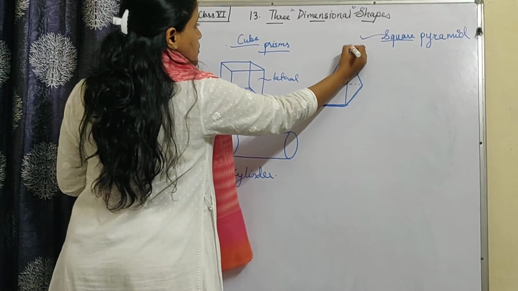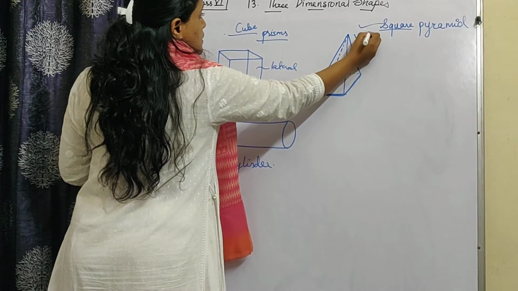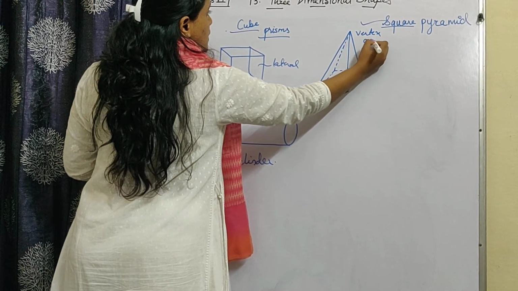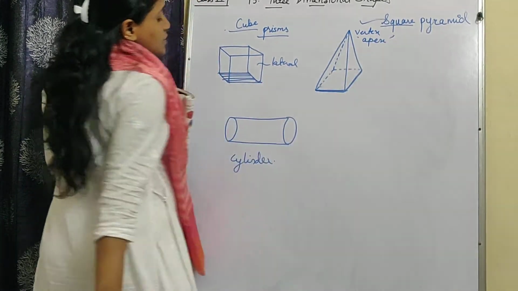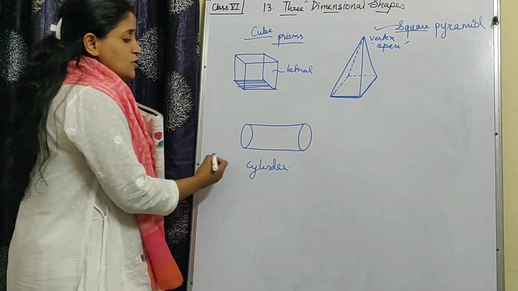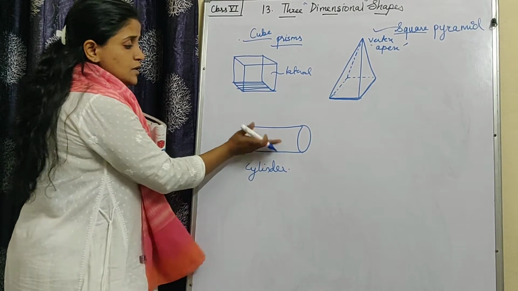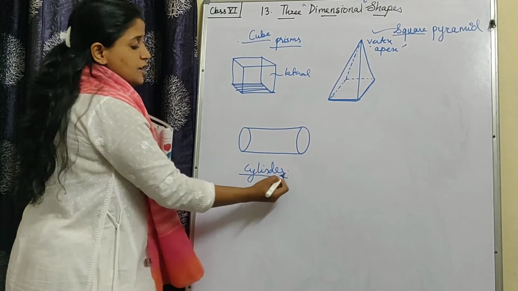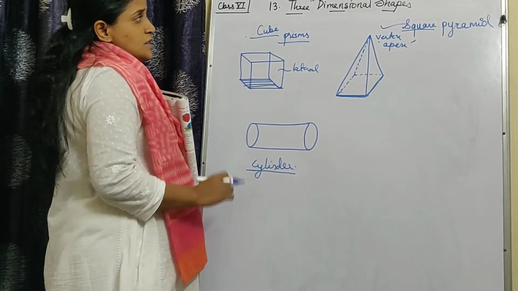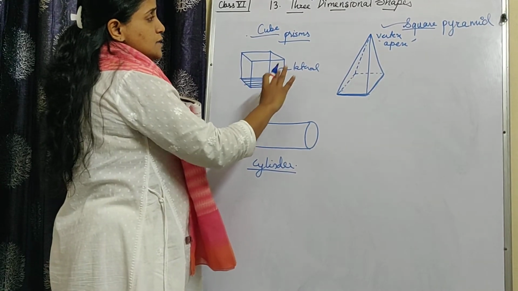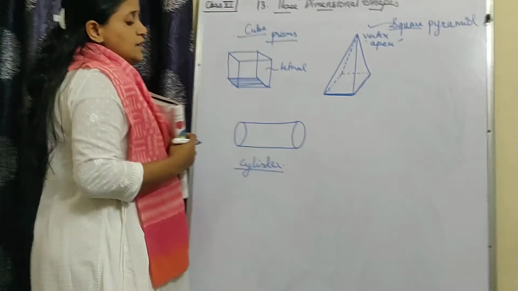They meet at a common point which is called the vertex, or it is also called the apex, as I had explained earlier. Now solids with curved surfaces, you can recognize them easily. So this is the way you are going to recognize prism, pyramid and cylinder.